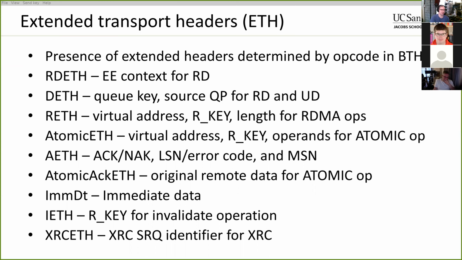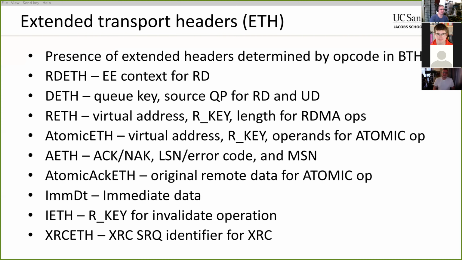And then you have the RETH. This is for RDMA. This contains a virtual address, R key, and RDMA operation length. Just thinking about it right now, with an RDMA write, you have like 3 different length fields, right? There's one in the LRH, one in the BTH, and one in the RDMA extended transport header. So I don't know why you need so many length fields, but you definitely need the RDMA length field for reads. It's a little bit redundant for writes.